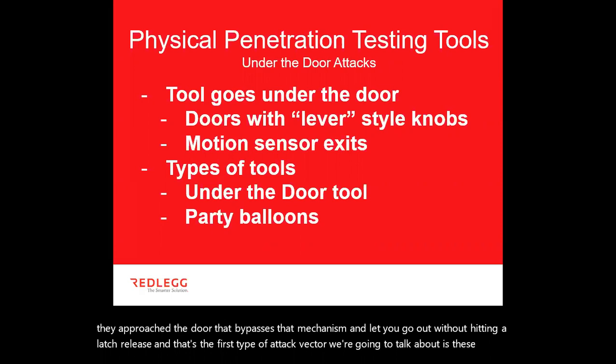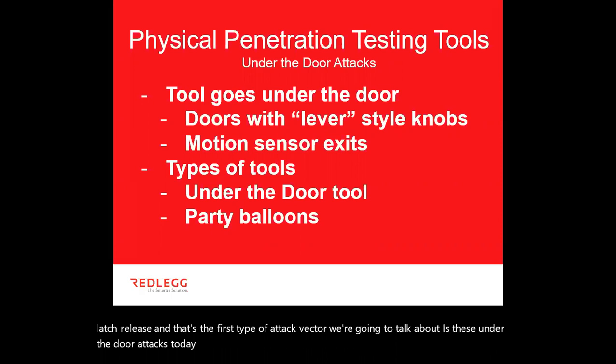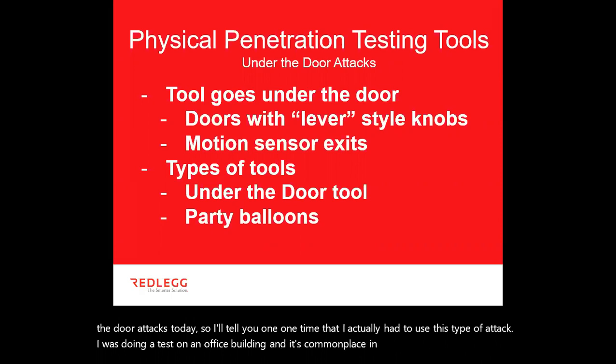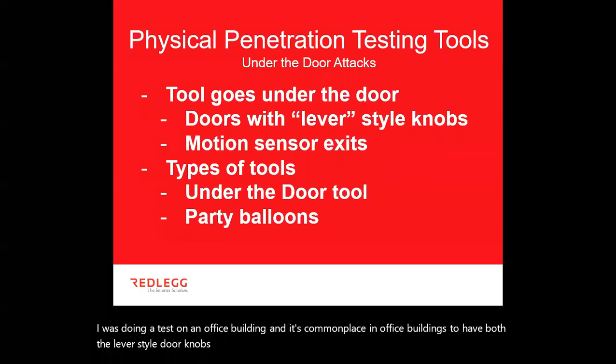That's the first type of attack vector we're going to talk about, these under the door attacks today. So I'll tell you one time that I actually had to use this type of attack. I was doing a test on an office building, and it's commonplace in office buildings to have both the lever style doorknobs and the motion sensor exits. And so I keep an under the door tool.